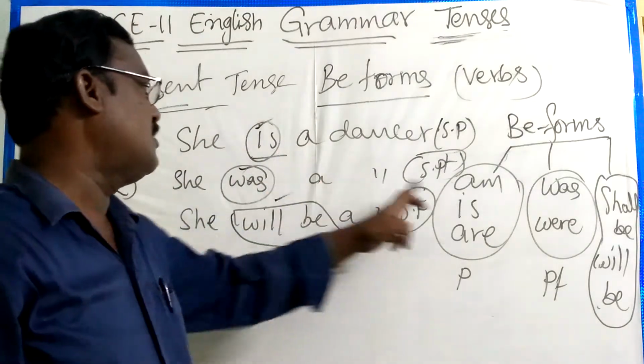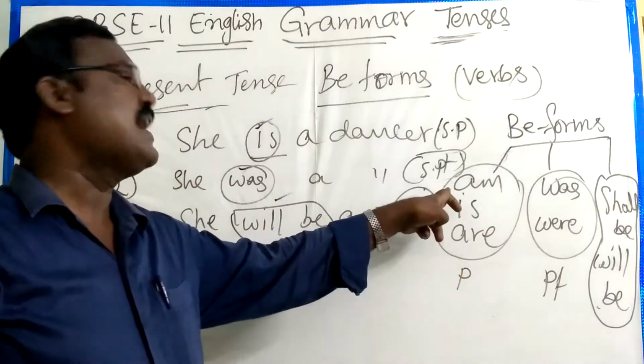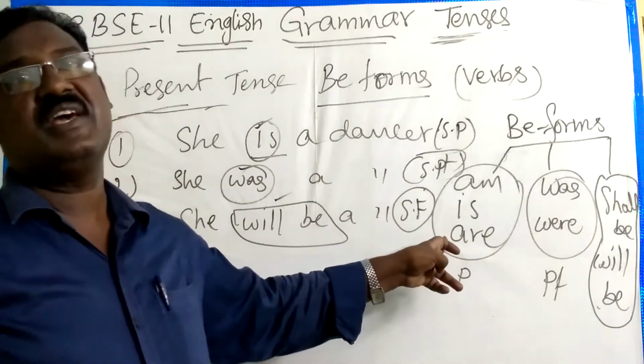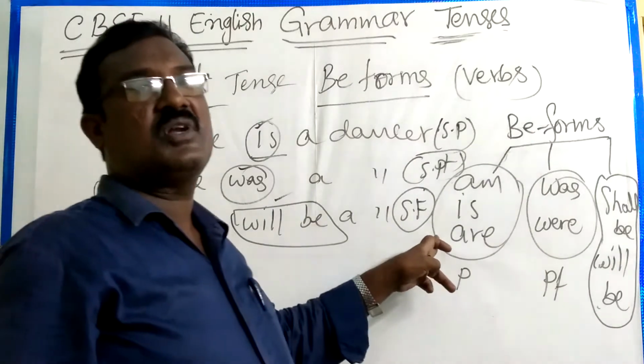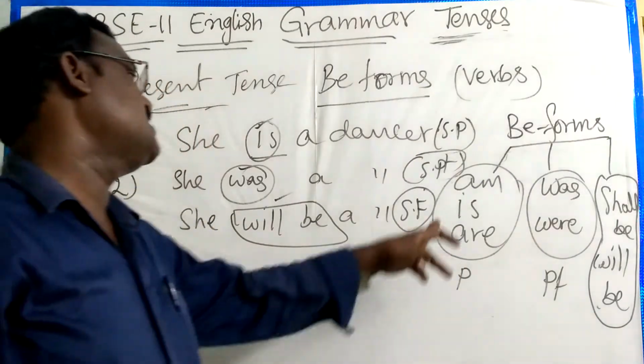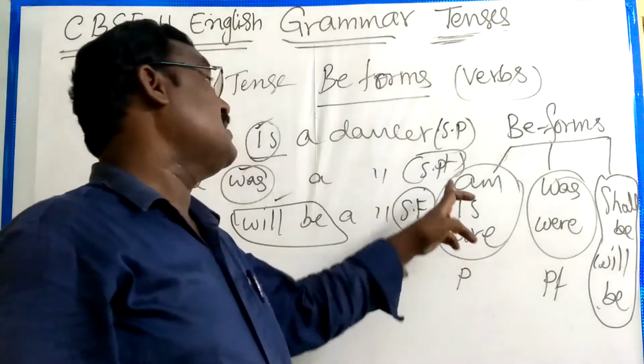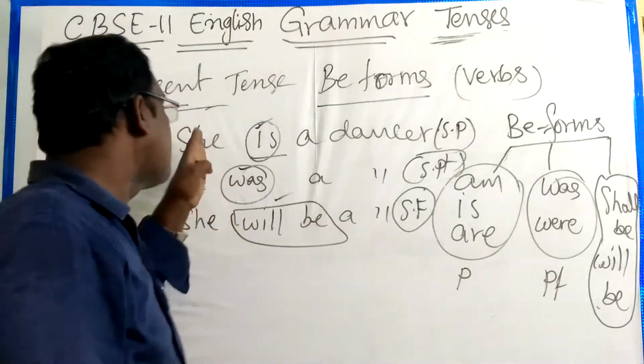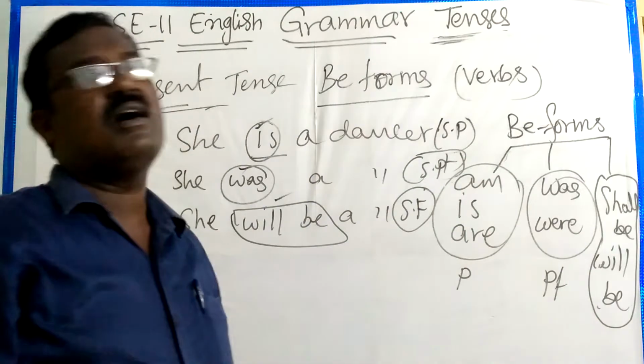So present be form. See here, am, is, are. For I, am; he, she, it, is; we, you, they, are. Plural subject, are we have to take. Subject is singular, is we should take. Subject is I, am we have to write. That's why, according to the subject, we can use am, is, are.